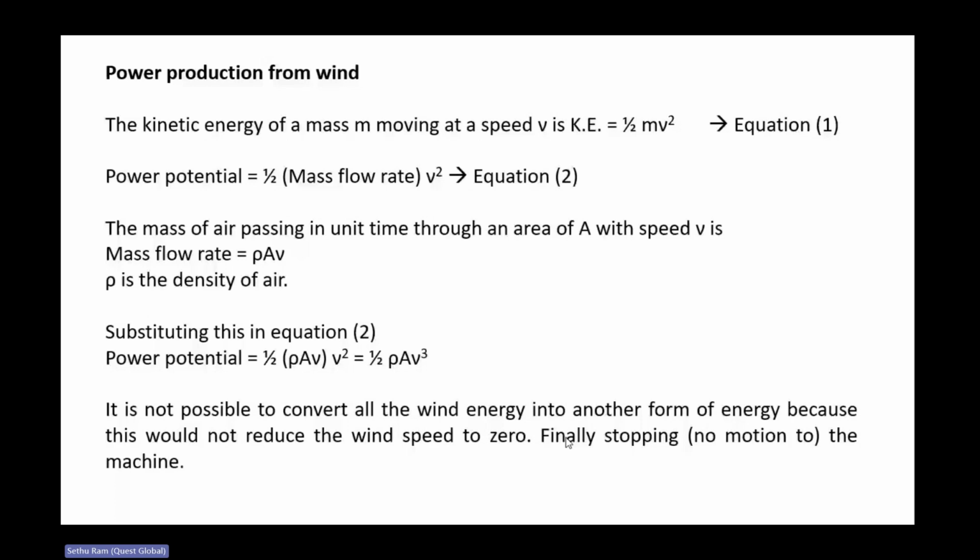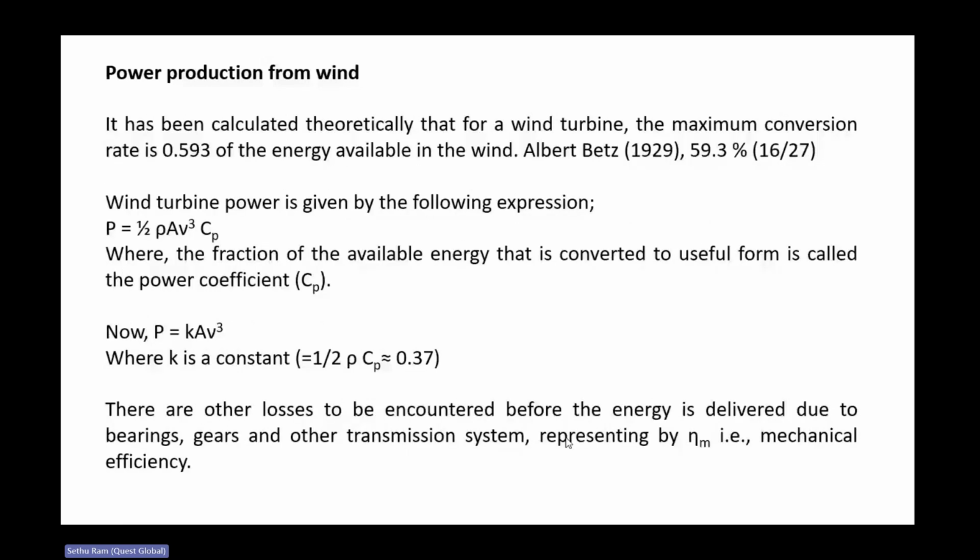So for that, we have some calculations. Based on the calculations, we got 0.593. The theoretical calculations, that is the power coefficient. So based on the experiments, all those things, they arrived at one value like 0.593. So that is the power coefficient. So for the wind turbine, if we consider the power coefficient also, then the power we got is half rho A V cube Cp.